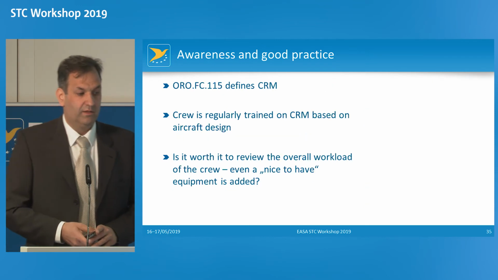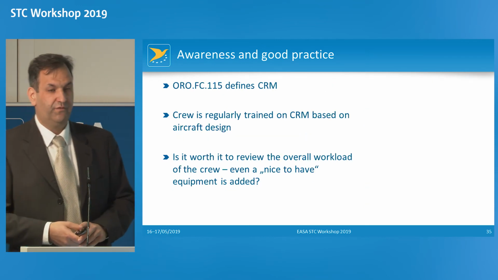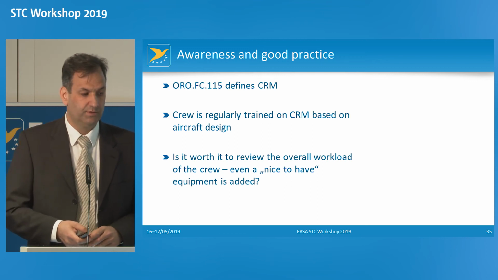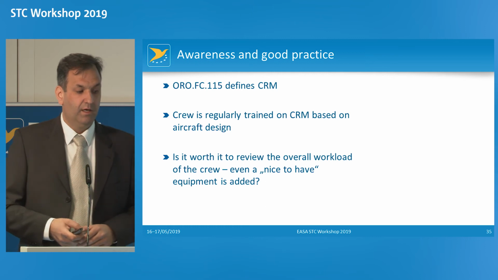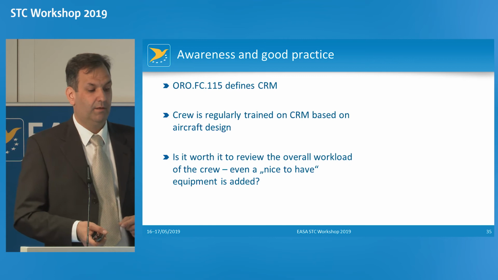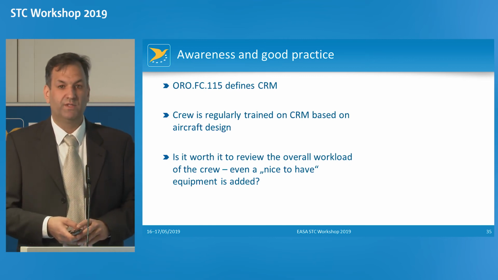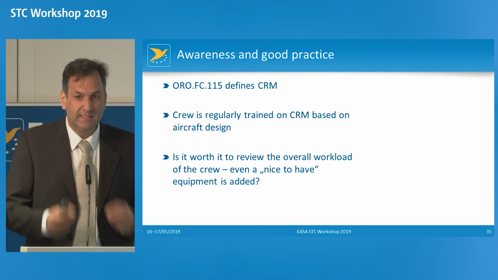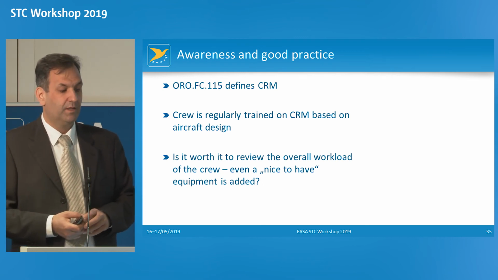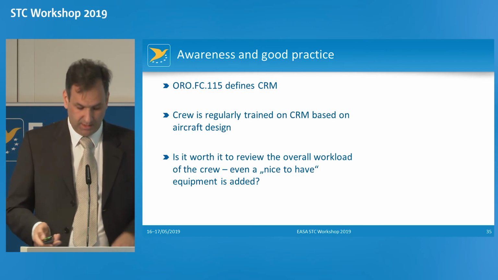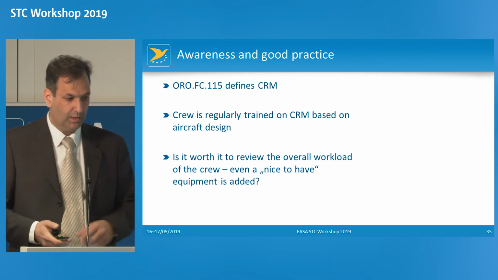If you have a look at ORO.FC.115 from the ops rules, there is an A missing. The crew is regularly trained on crew resource management based on aircraft design. So they take the design into account. So it is worth thinking about these nice-to-have things like EFBs or other things. I have examples for this as well.